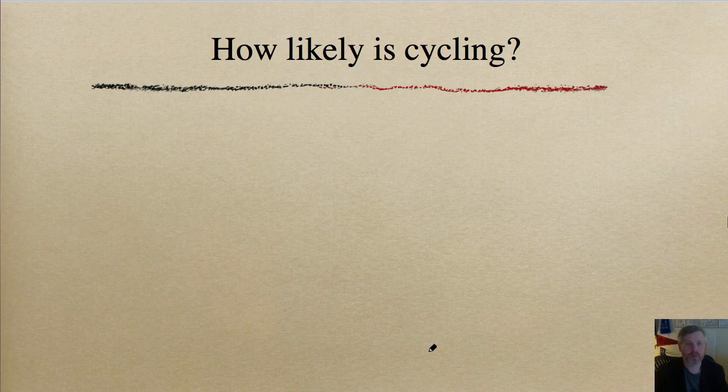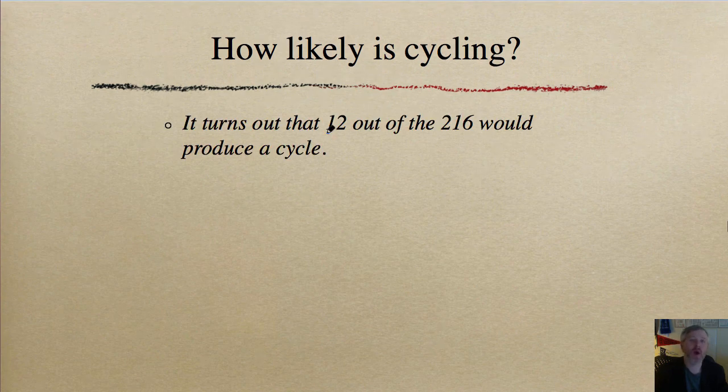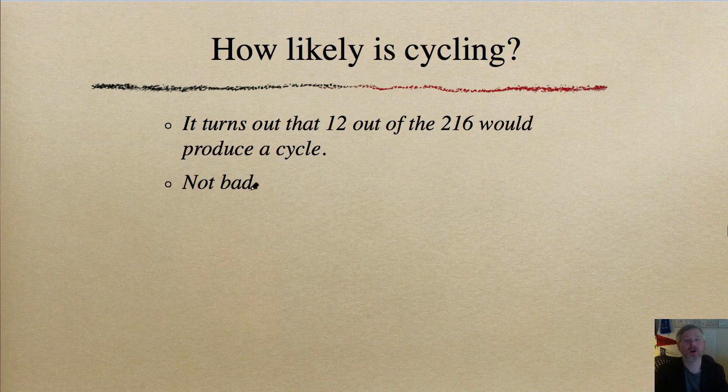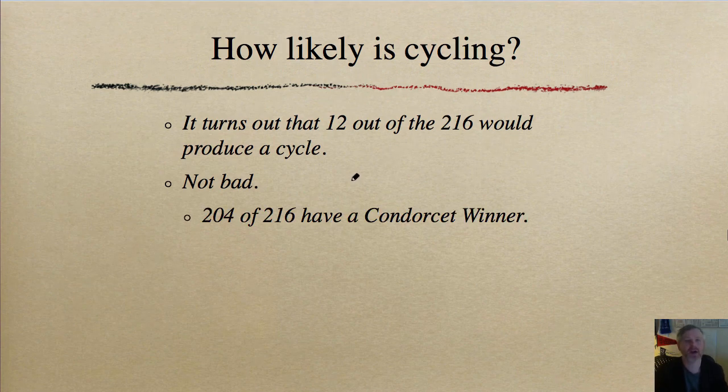All right. So it turns out that 12 out of the 216 would produce a cycle. And I'll give you this number. I'll tell you how many of them will cycle. So that's not too bad, actually. Look, only 12 out of 216 possible societies would cycle. That's not bad. We're very unlikely to get a cycle here. So 204 of 216 possible societies with 3 alternatives have a Condorcet winner.